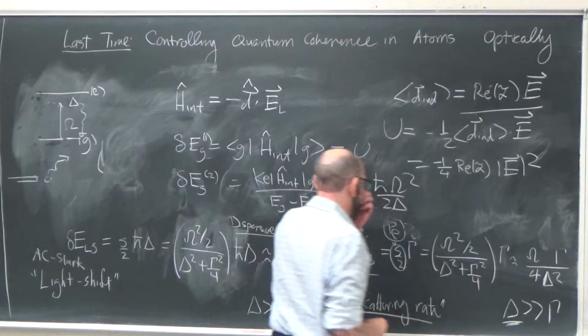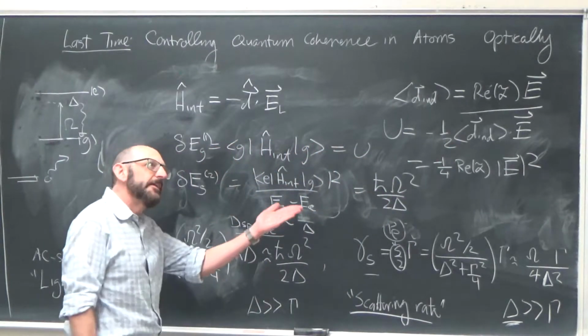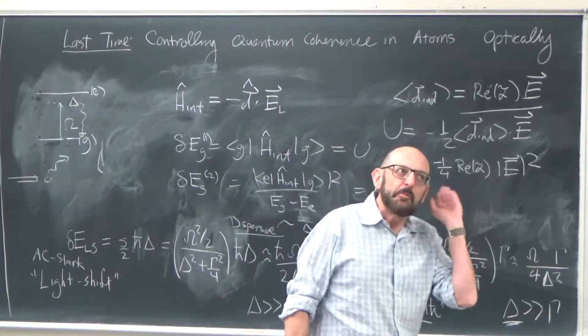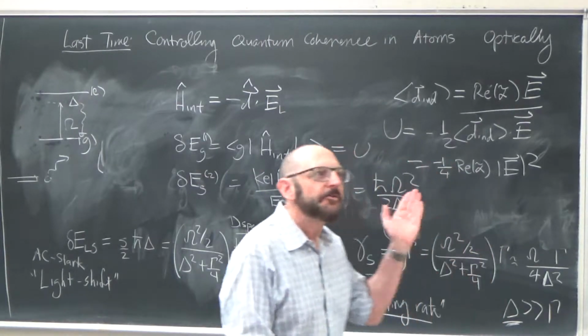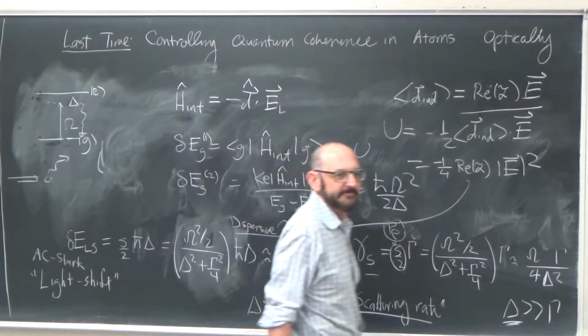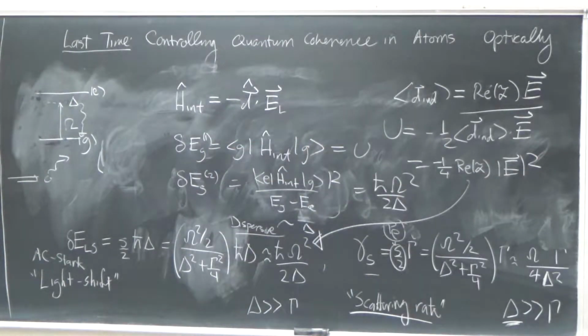And I challenge you to write what we described as the polarizability of the atom, the linear polarizability that we saw using the optical Bloch equations, and you get this. They're one and the same. So physically, that's what's going on. That's why there is a light shift, because the atom is polarizable.